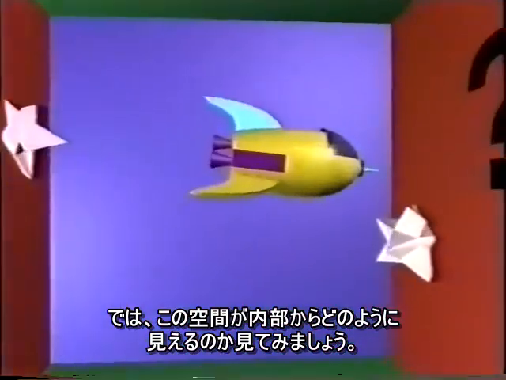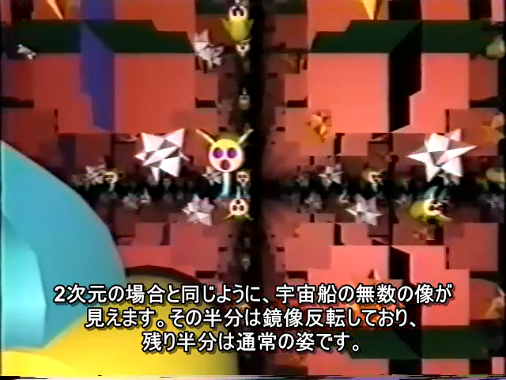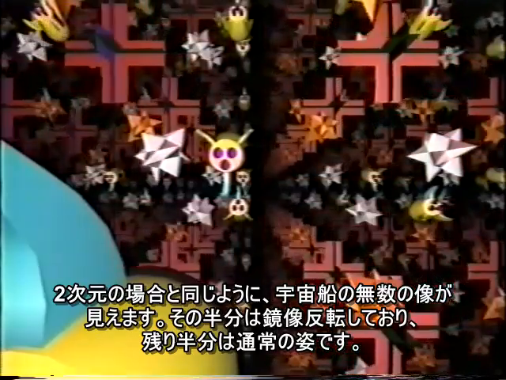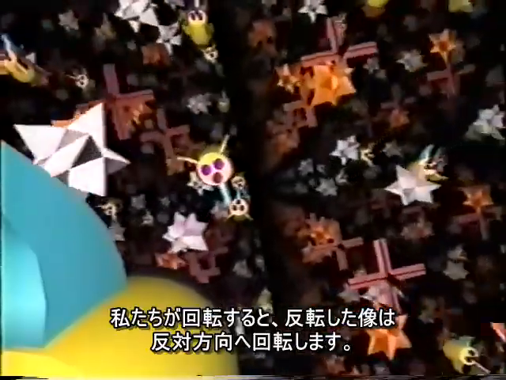Let's see what this space looks like from the inside. As in 2D, we see infinitely many images of our ship. Half are mirror reversed, half are not. When we roll, our reversed images roll in the opposite direction.